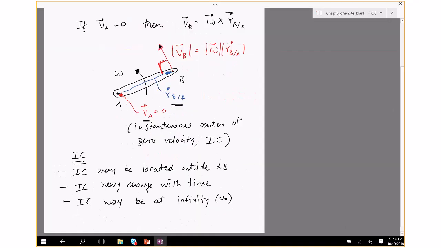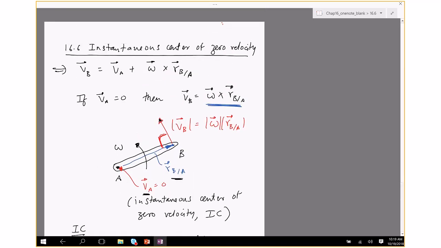So why is the velocity of B always at right angles, 90 degrees? It's because if you try to do omega cross B with respect to A, let's do that cross product. This point has 0 speed, that's already in the formula. Omega is this way, and the vector from A to B is this way. So I need to do omega cross B with respect to A.